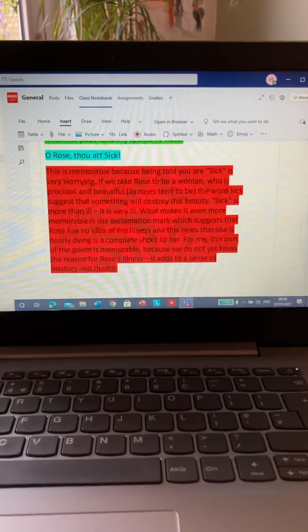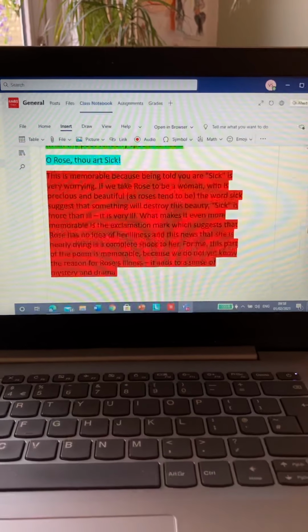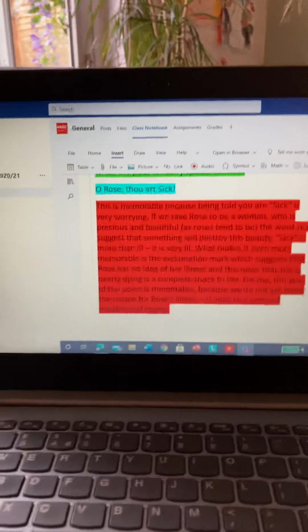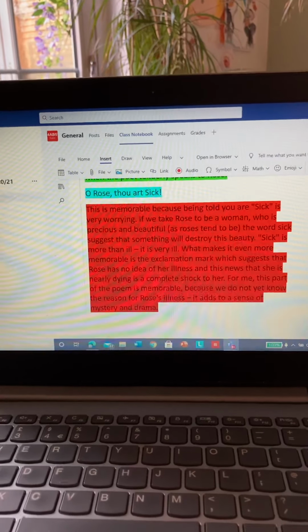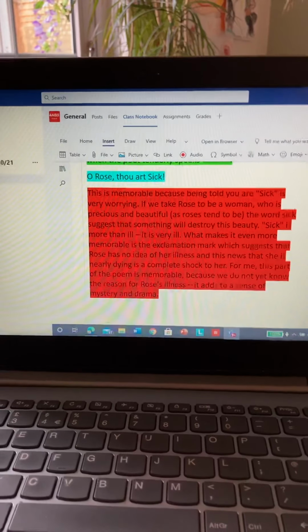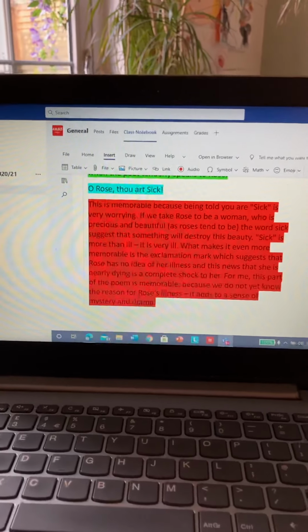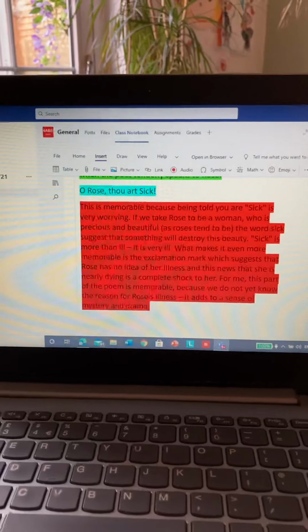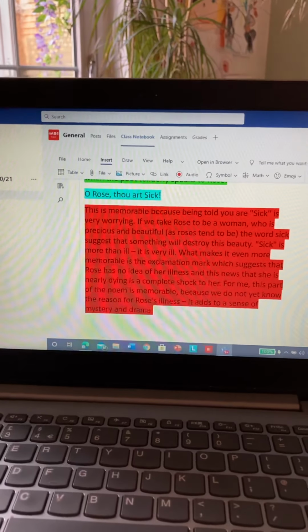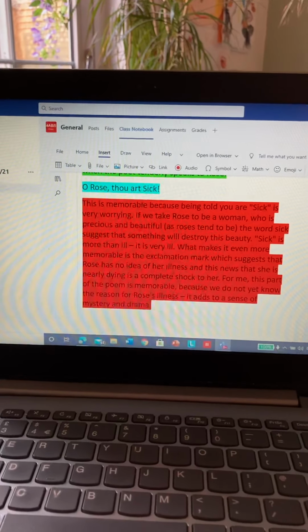So it's that element of being really memorable. First of all, because it doesn't tell you why you're sick. Second of all, it's a surprise. I've got to really point that out, okay? This is memorable because being told you are sick is very worrying. So you might be thinking, yeah, but you have to make it really obvious to the marker. If we take Rose to be a woman who is precious and beautiful, as roses tend to be, the word sick suggests that something will destroy her beauty.